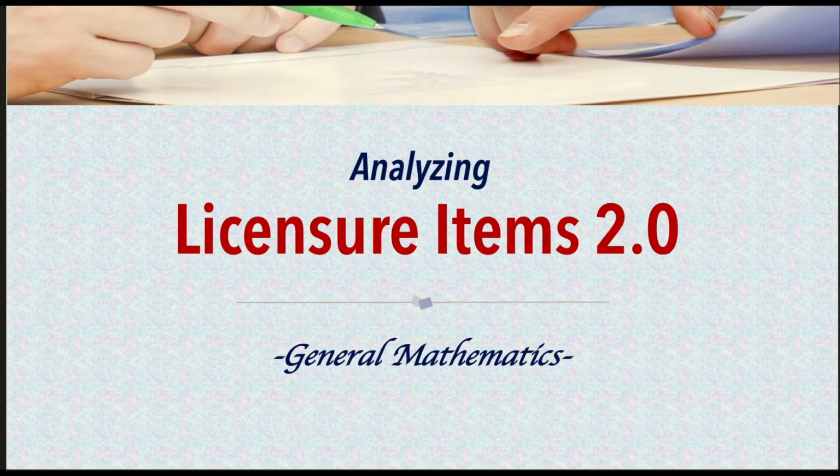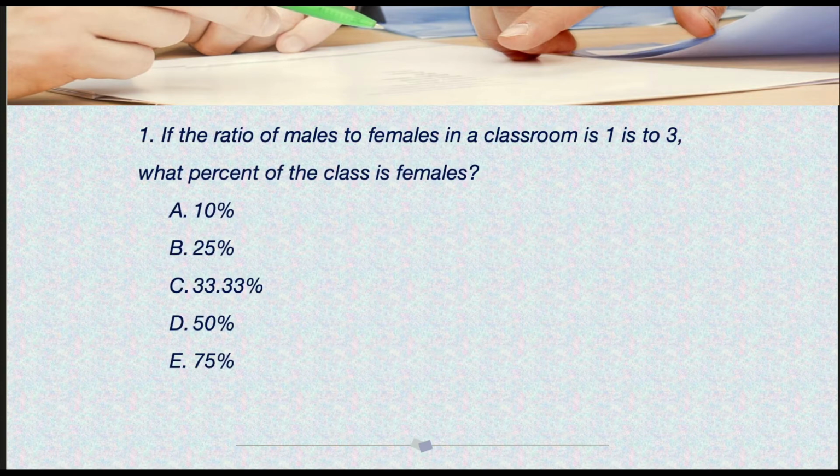In today's video, we will be continuing our journey in analyzing licensure items in general mathematics. The first item that we will be discussing is about a ratio. It says, if the ratio of males to females in a classroom is 1:3, what percent of the class is female? This is an example of a ratio problem, but take note that the question is in percent.